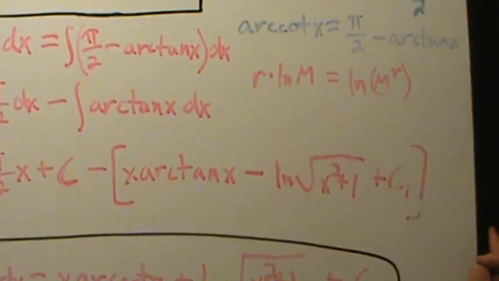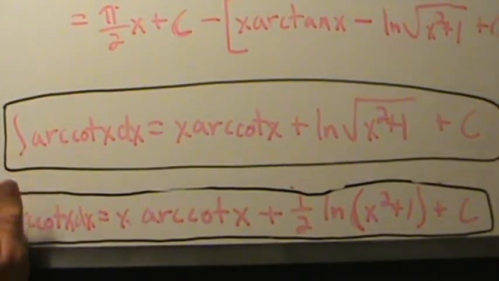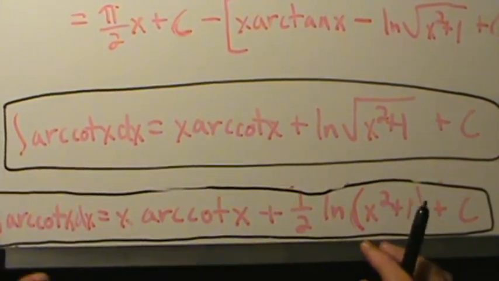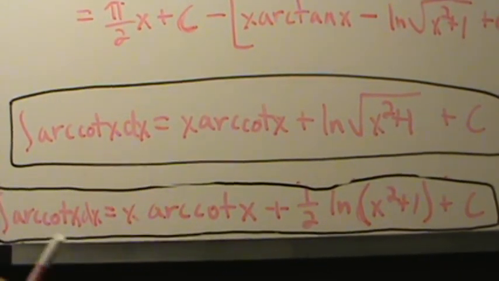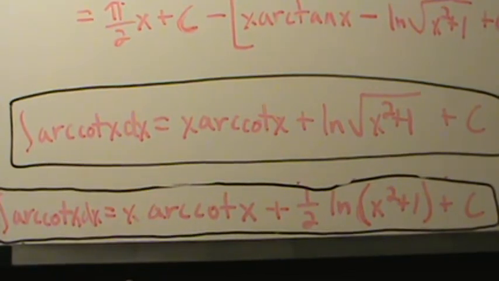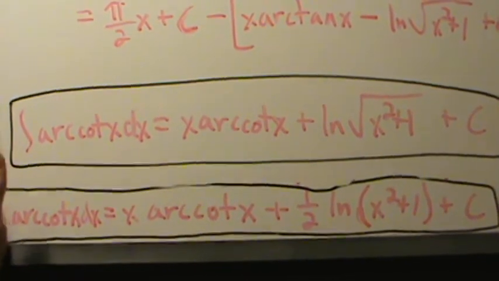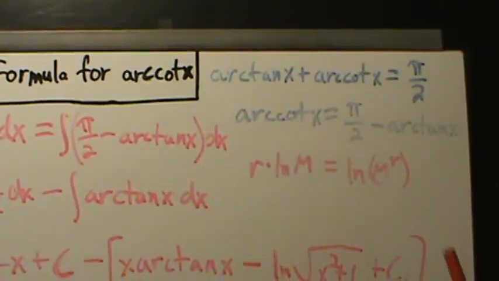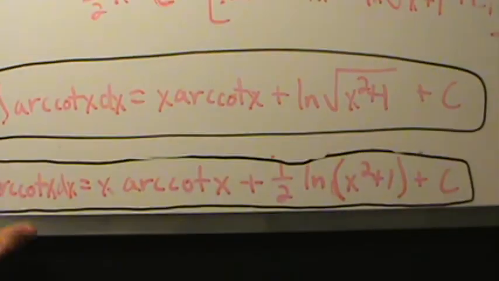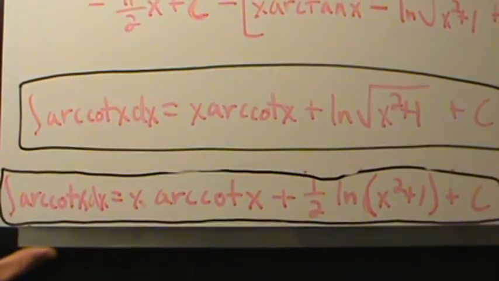That's just a pre-calculus thing. So here are two different forms. They're really equal to each other, of course. Two different forms for the inverse cotangent integral formula. So that's the integral formula for the arccotangent of x. We could have used integration by parts, but we went the simpler route and just used this identity here, just like with the arccosine integral. So that's that.